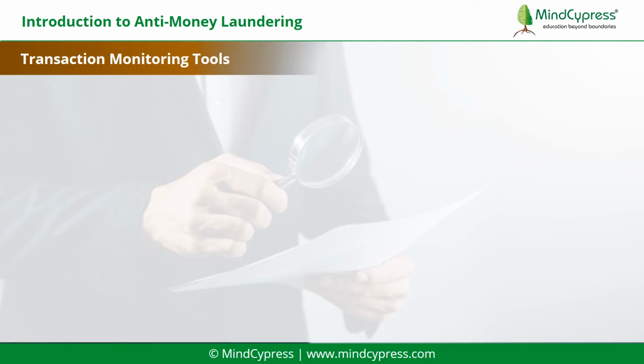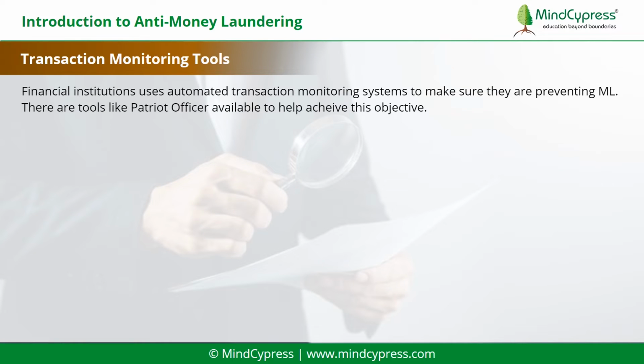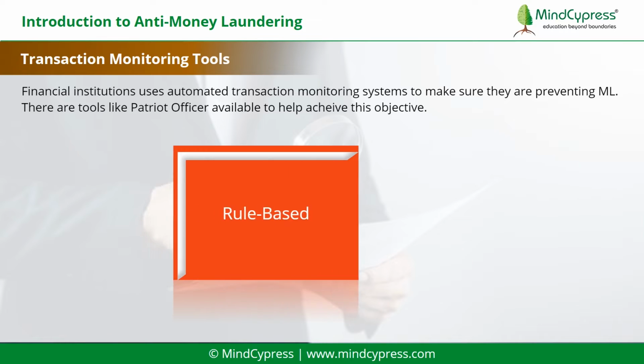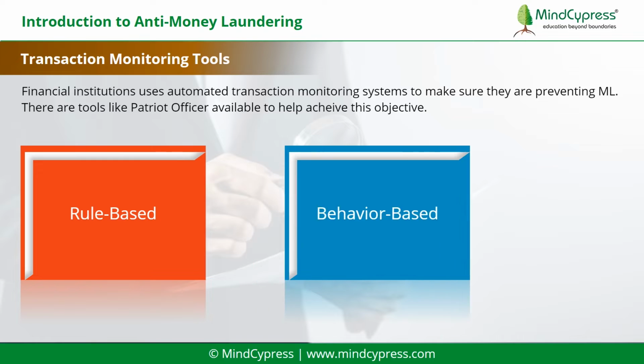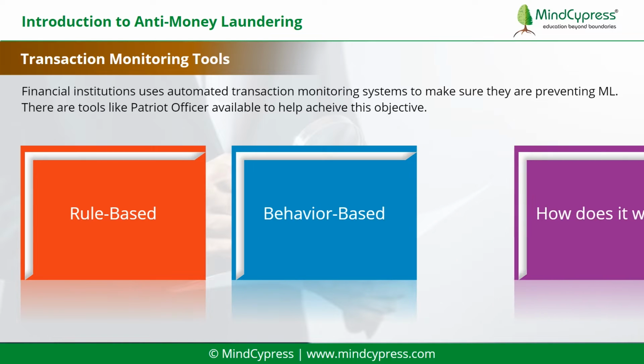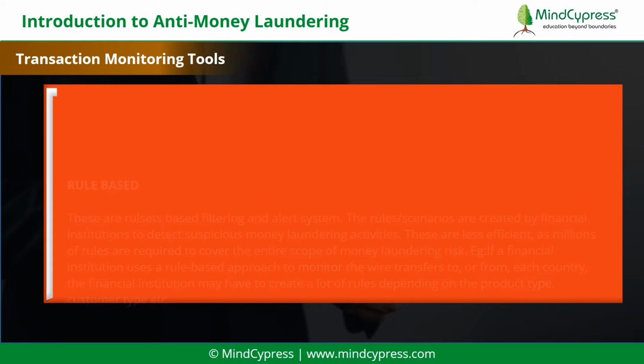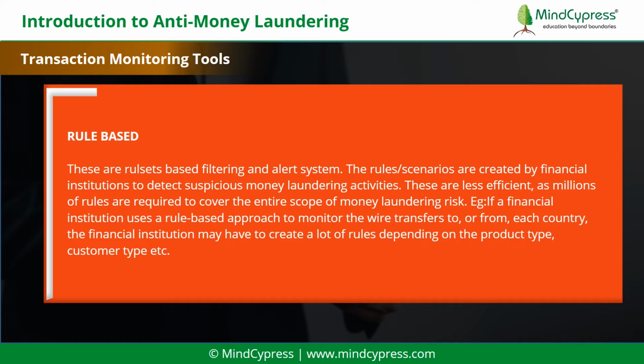Transaction monitoring tools. Financial institutions use automated transaction monitoring systems to make sure they are preventing ML. There are tools like Patriot Officer available to help achieve this objective. The tools are of two types. First is rule-based, and second is behavior-based. How does it work? These are rule sets-based filtering and alert systems.